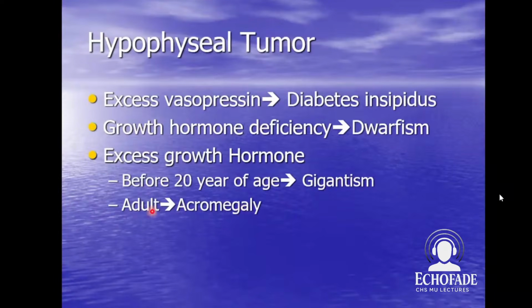But if, after the epiphyseal plate has closed, we have excess production of the hormone, then we have acromegaly. The bones become very large, very thick. The bones of the face become very thick. The skin becomes very thick when you have that excess production. So these are some of the disorders that can occur associated with the hypophysis.